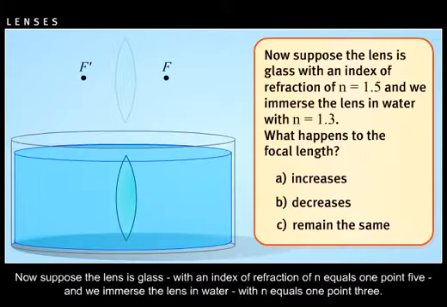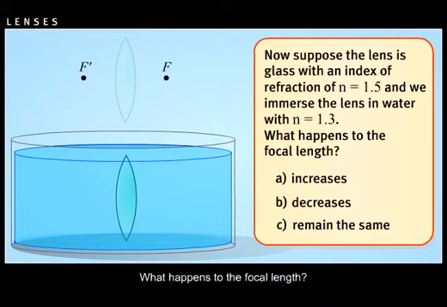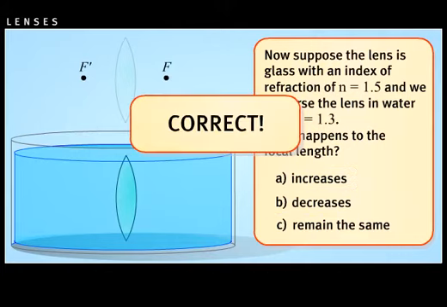Now suppose the lens is glass, with an index of refraction of n equals 1.5, and we immerse the lens in water, with n equals 1.3. What happens to the focal length? Correct. The focal length increases.